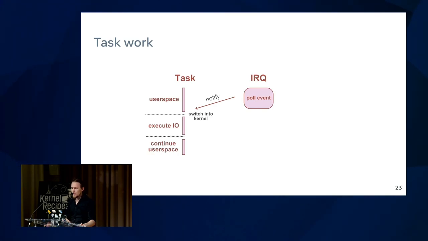Another case, if the task was running some user space code at the moment, it will force the task to enter the kernel, switch it into the kernel. We will then execute our stuff and return back. This is expensive, and it also prevents us from optimizations. It breaks the completion batching. And it's pretty disruptive as well.